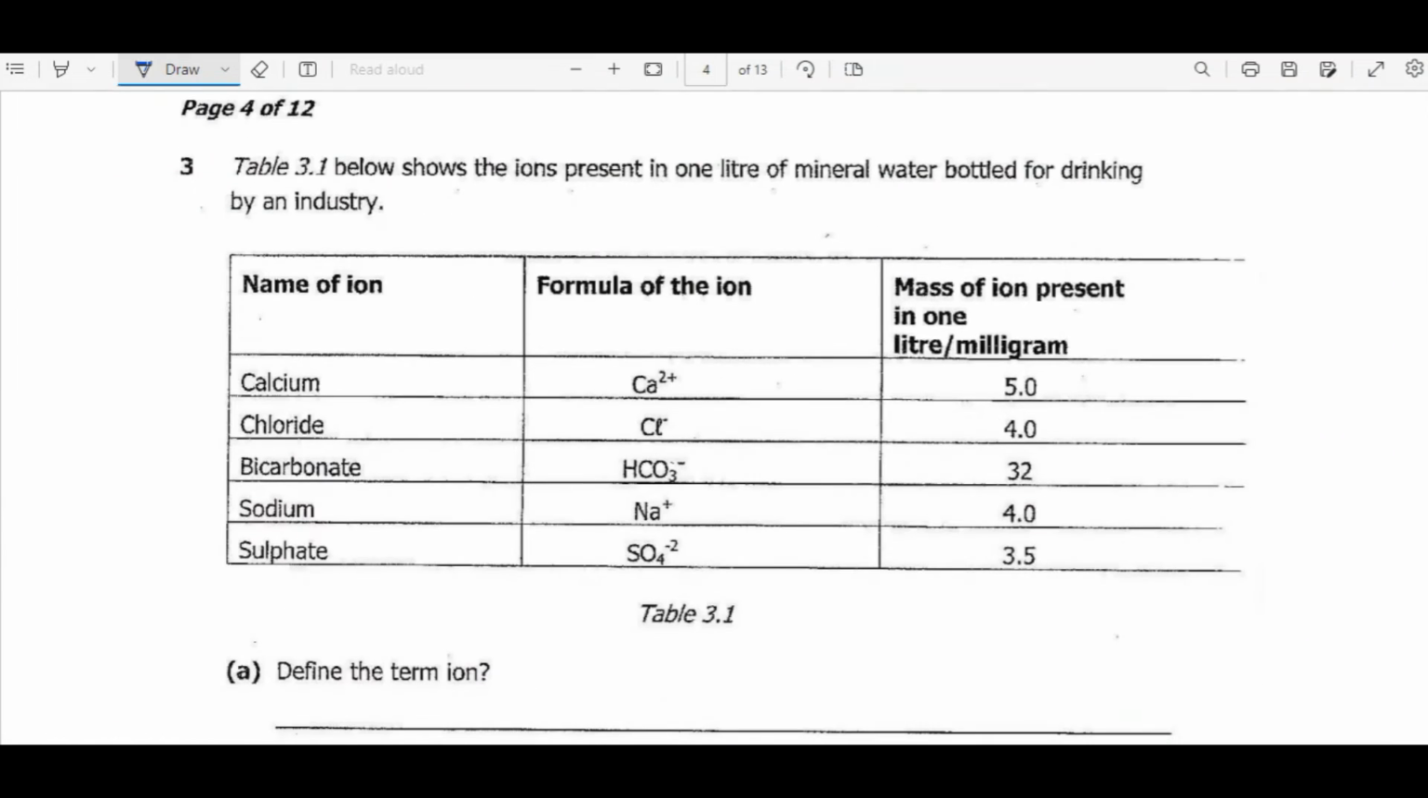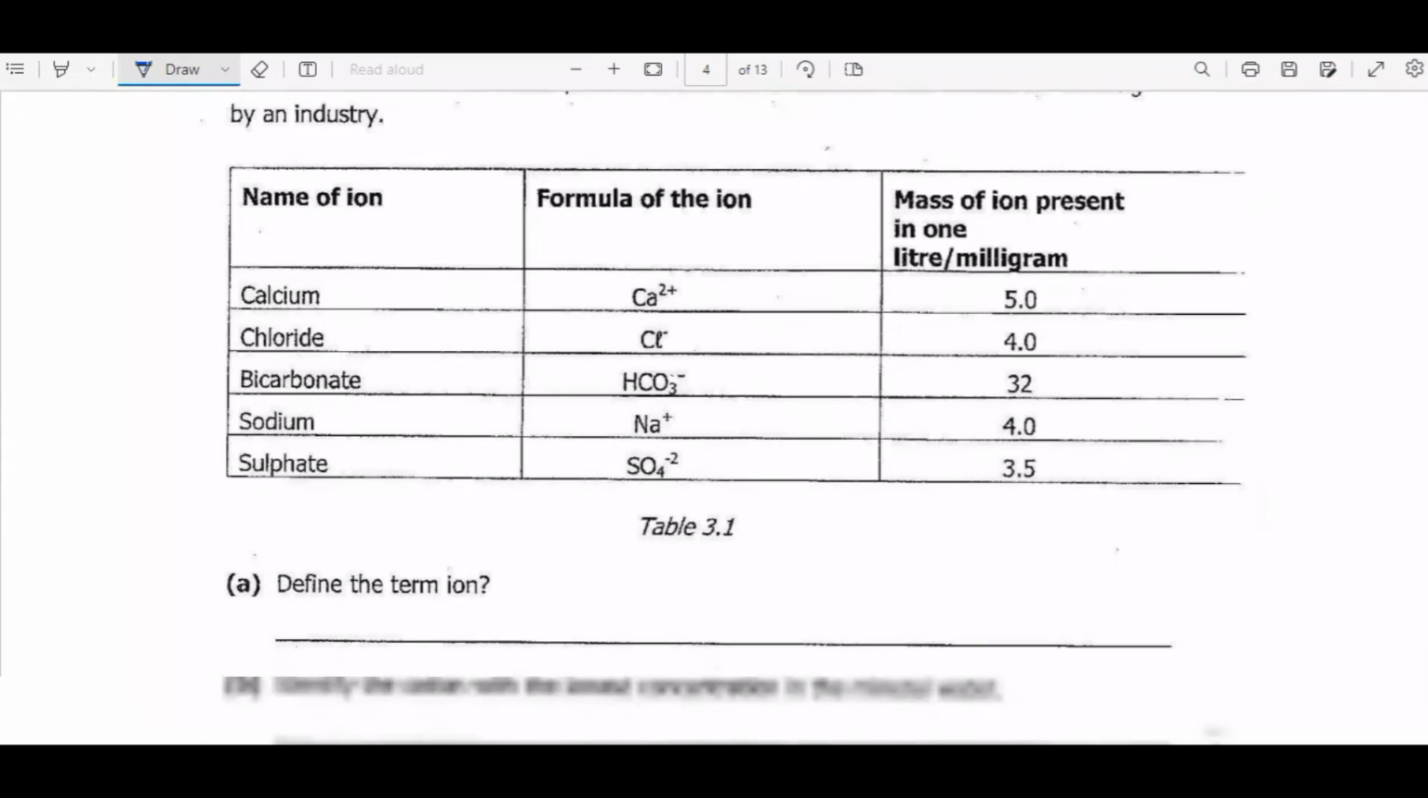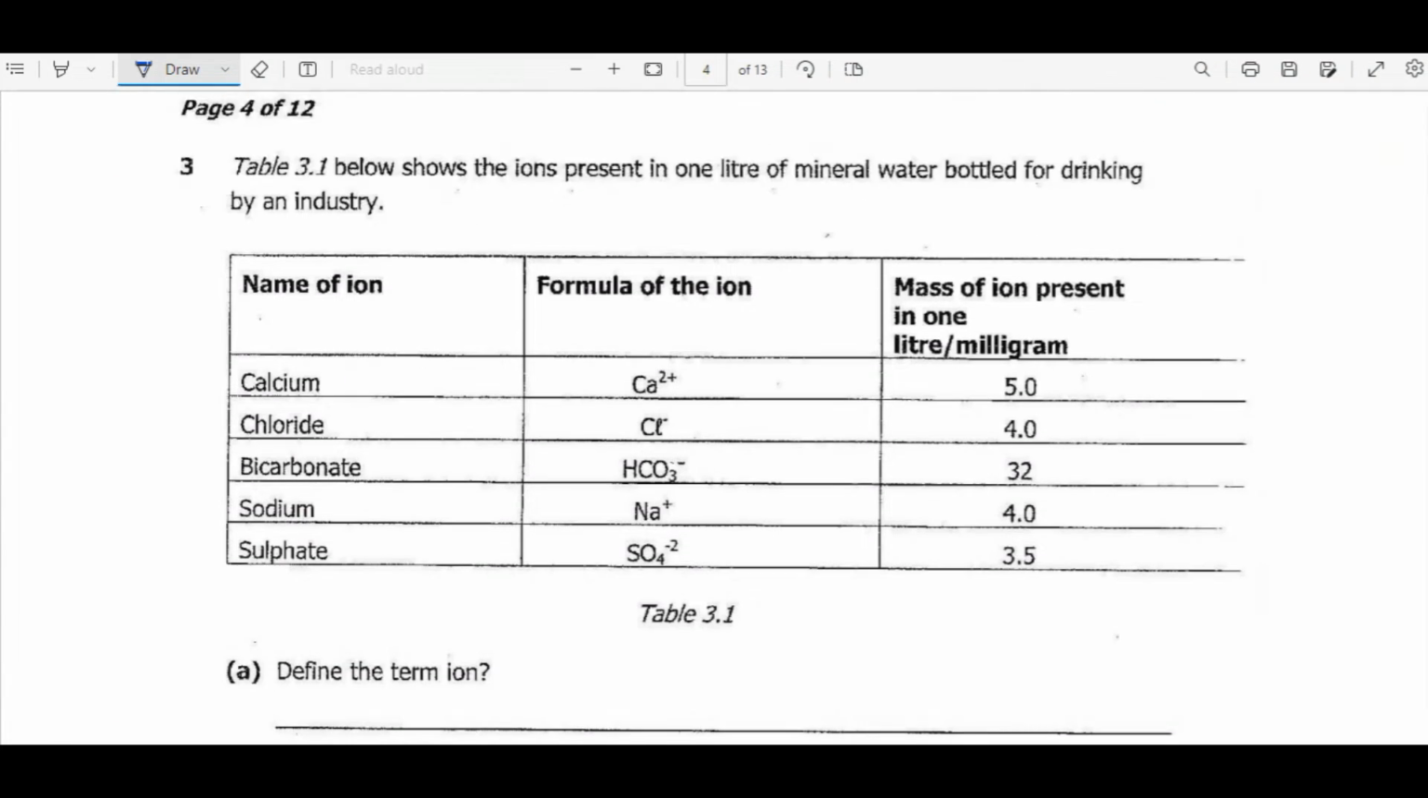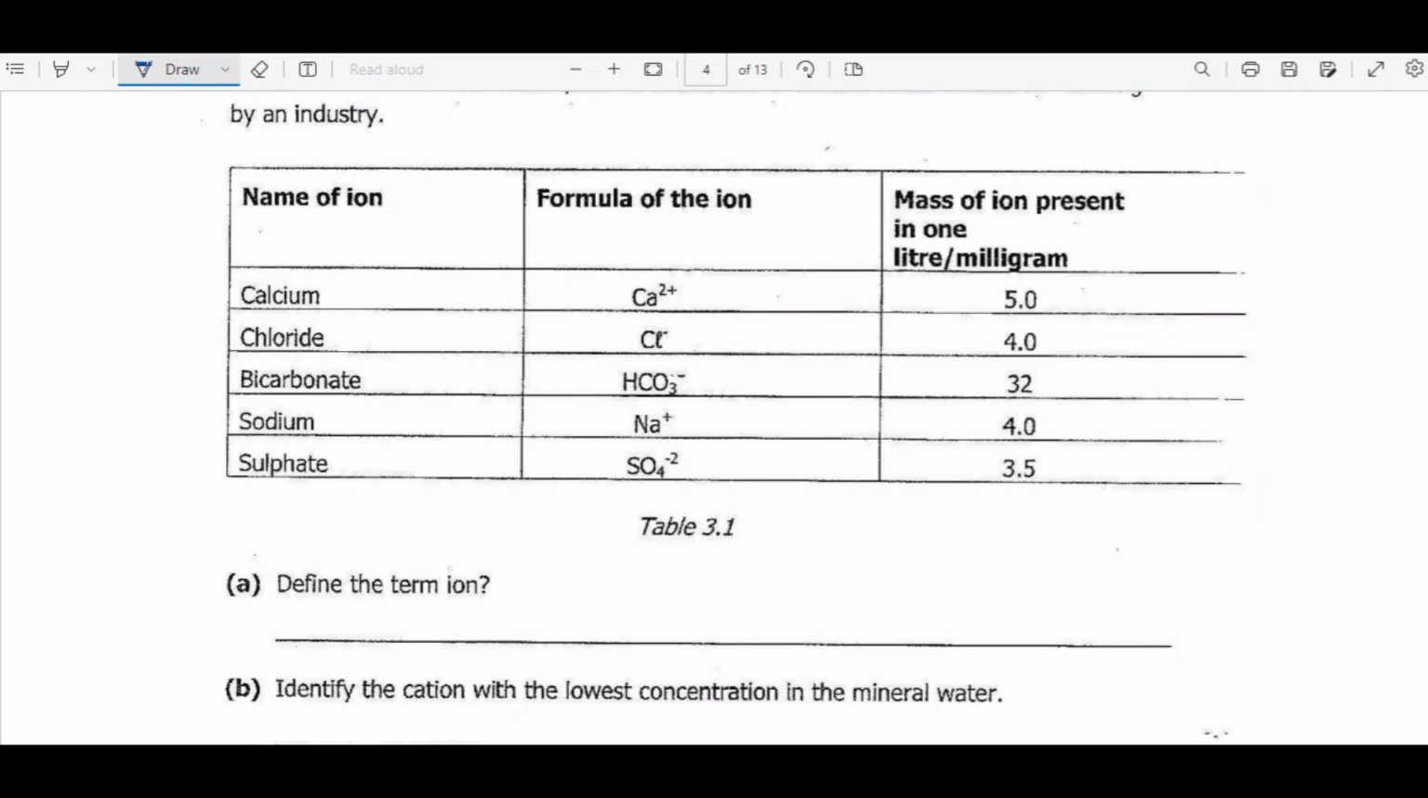Then we move on to question 3. So under question 3, table 3.1 below shows the ions present in 1 liter of mineral water bottled for drinking by an industry. The first column, name of ion, formula of the ion, then the last one is mass of ion present in 1 liter per milligram. So the first question that we have is define the term ion.